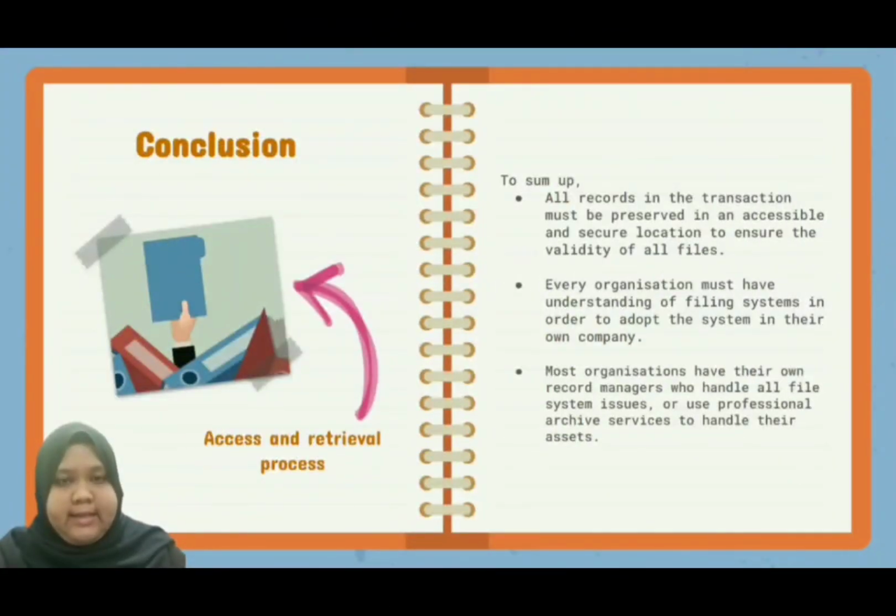To sum up, as every institution sends and receives multiple correspondences on a daily basis, all records in transactions must be preserved in an accessible and secure location to ensure the validity of all files. Since most modern businesses rely on a filing system, every organization must have an understanding of classification and filing systems in order to adopt the system into their own companies. Most organizations have their own record managers to handle the filing system, or they mainly use professional services to maintain their assets. That is all from us.